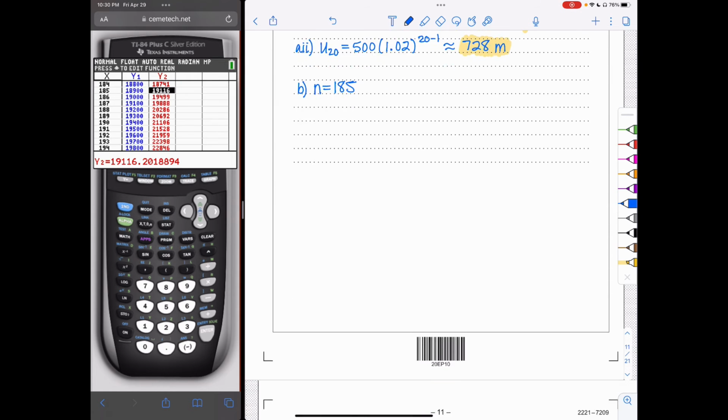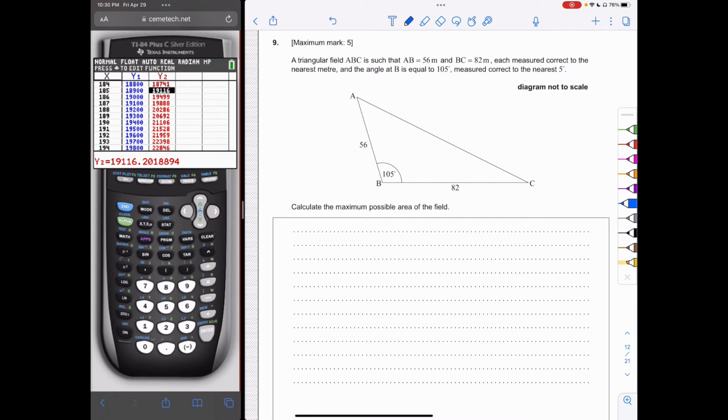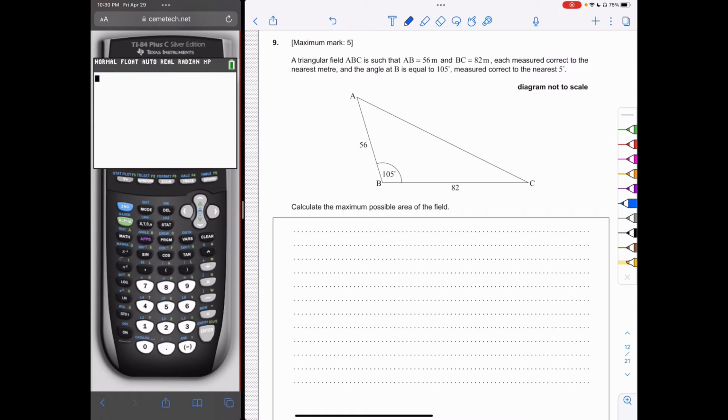All right, so now let's do number 9. Number 9 says a rectangular field ABC is such that AB is equal to 56 meters and BC is equal to 82 meters. Each is measured correct to the nearest meter, and the angle at B is equal to 105 measured correct to the nearest 5 degrees. It says calculate the maximum possible surface area.